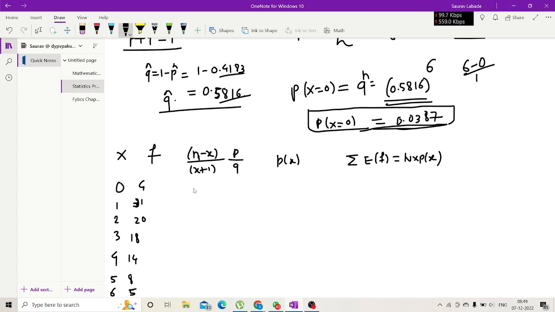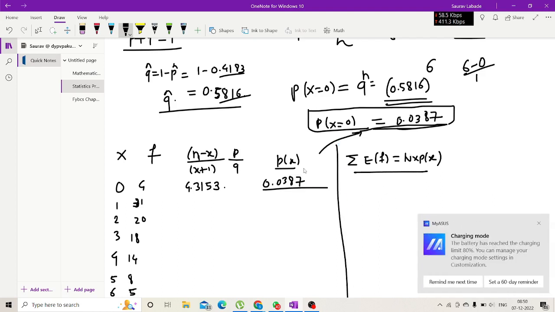So when you do this calculation, you will get the value 4.3153. This will be my value, and this is p of 0. What is p of 0? Here the values we have already calculated, so that is 0.0387. This column we will find later. Here you have to just multiply these probabilities by capital N in this particular column.